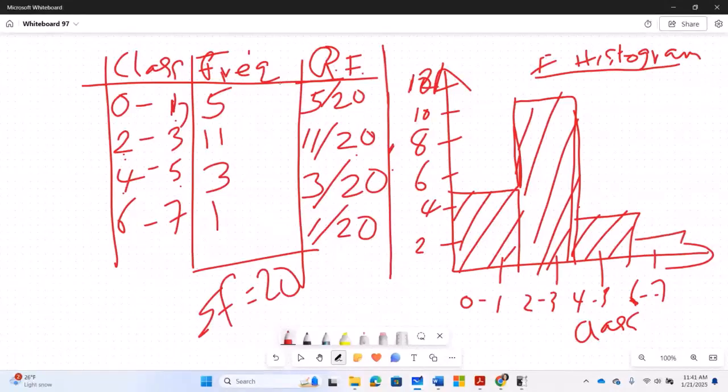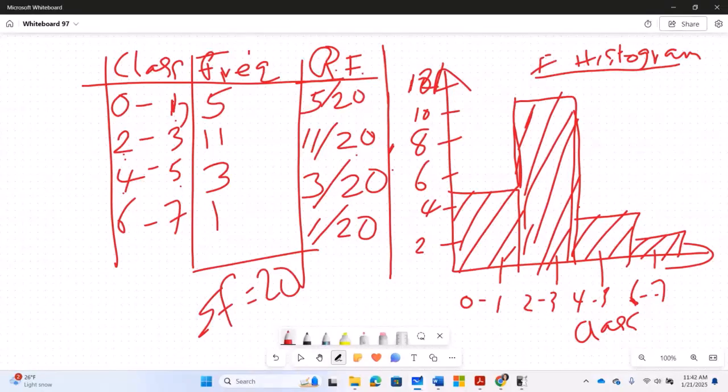So, okay, I have 4 bars. Why? Yes, I have 4 bars because I have 4 classes. I decided to have 4 classes at the beginning. All right. So what I just constructed is the frequency histogram of the data.